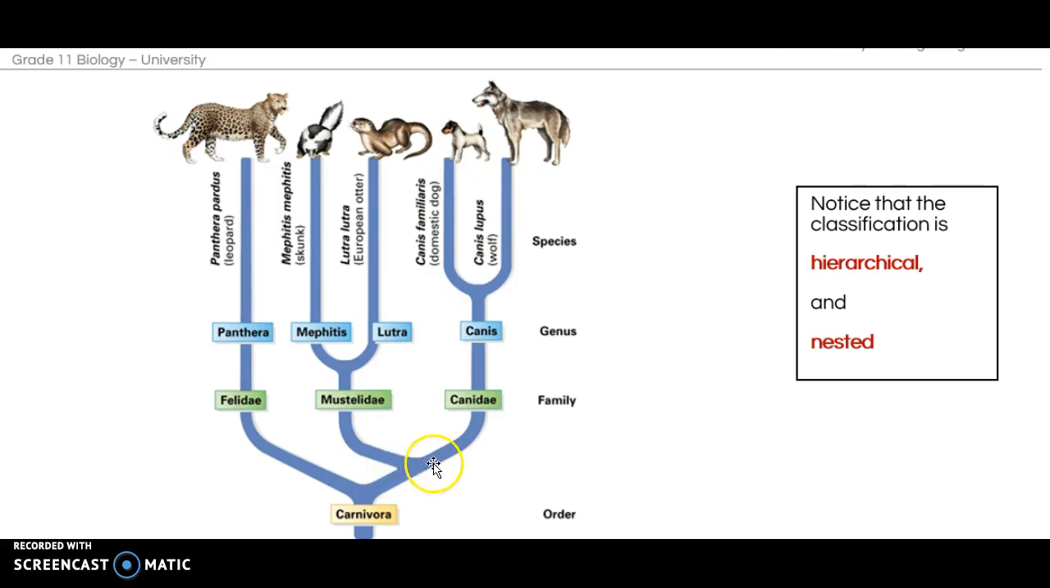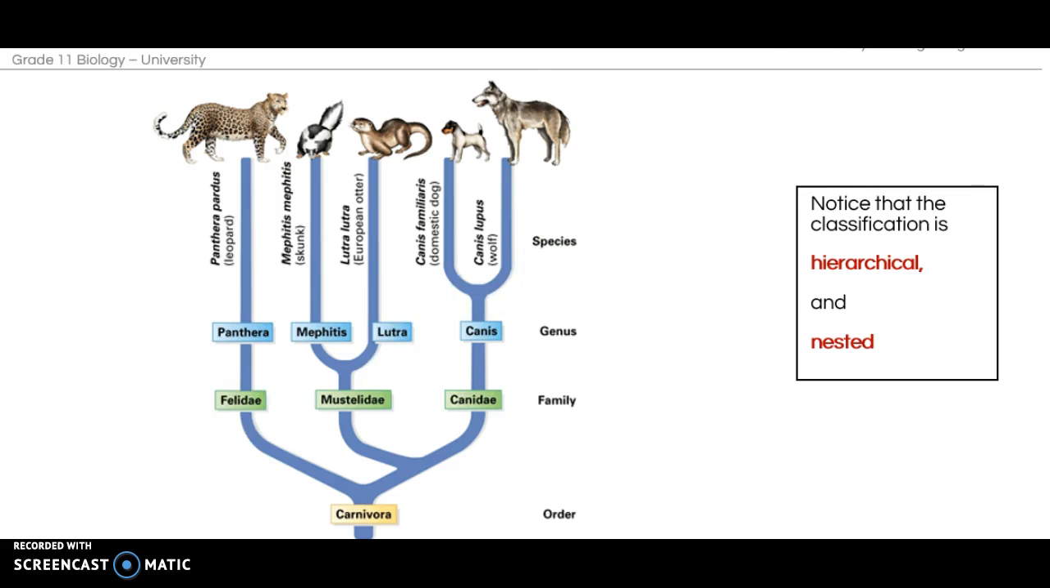Okay, but if we look at one other branch, it appears to me that here's our skunk and our otter. It looks like skunks and otters are more closely related to dogs and wolves than, say, cat-like species like the panther here, right? So here we have several different genuses, Canis, Lutra, Mephitis, and Panthera, and each of these would have specific characteristics that would differentiate them. So it's all about classifying in more and more specific ways.